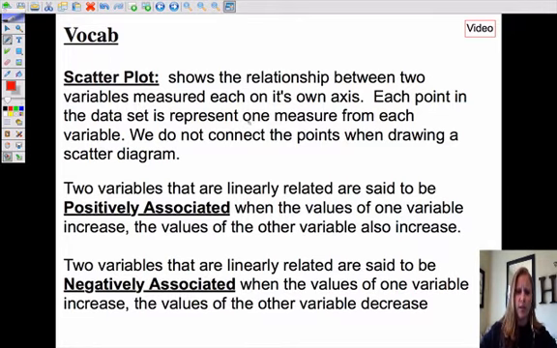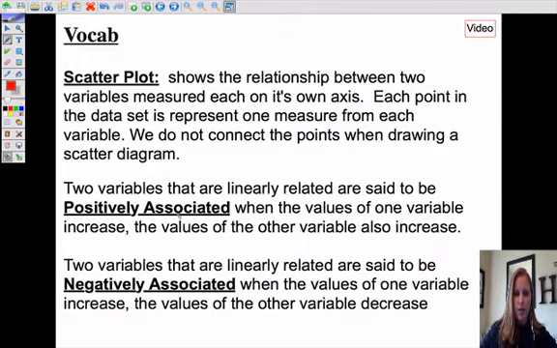Now, each point on the data set represents one measure from each variable, and we don't connect the points in a scatterplot because it's not always a continuous movement. We will make lines through the scatterplots to make inferences and predictions as to what different points could be, but the points themselves aren't continuous. It's not like somebody walking away from a sensor because the time doesn't always go on, okay? And we'll get more into that.